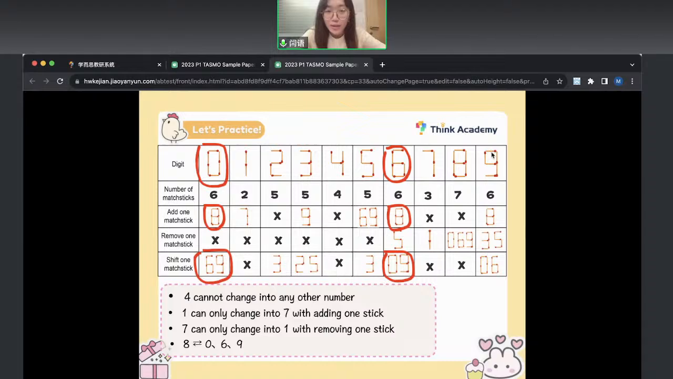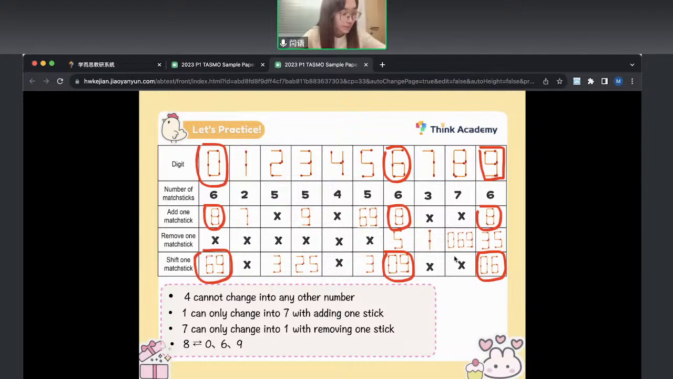The next one is 9. Here, let's have a look at 9. Also, if you add one matchstick, you will get 8. If you shift one matchstick, you will get 0 or 6. And for the middle one, if you remove something, you can get 3 or 5. Okay? So do remember that. Try to memorize 8 with 0, 6, and 9. Understand?